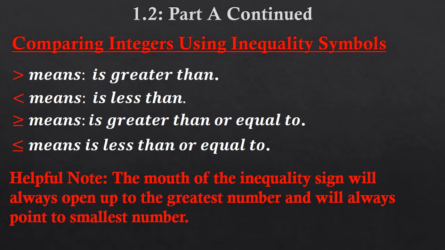Comparing integers using inequality symbols. The first symbol means greater than. The second symbol means less than. The third symbol means greater than or equal to. The fourth symbol means less than or equal to. And a very helpful note here: the mouth of an inequality sign will always open up to the greatest number and will always point to the smallest number. Remember this for future reference. It may come in handy.